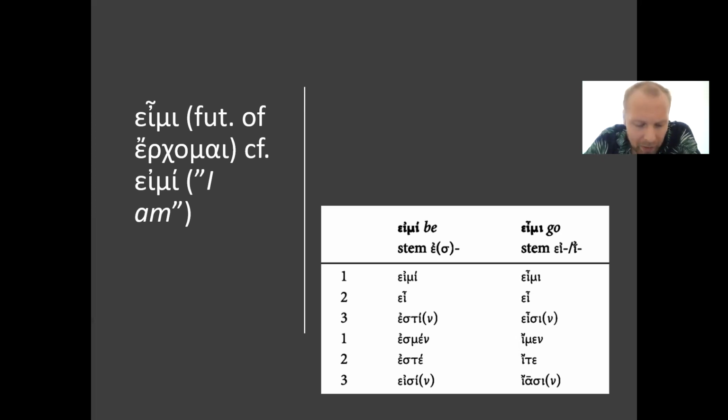Anyway, this verb eimi in the meaning of I go is often used also in the meaning of I will go. So actually it often assumes the role of the future tense of the verb erchomai, which also means I go, and which we've had before. So these verbs here often have a futural sense.